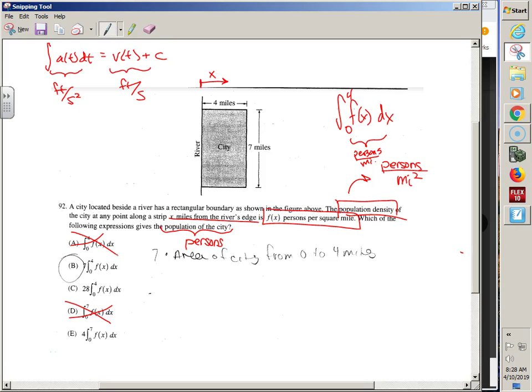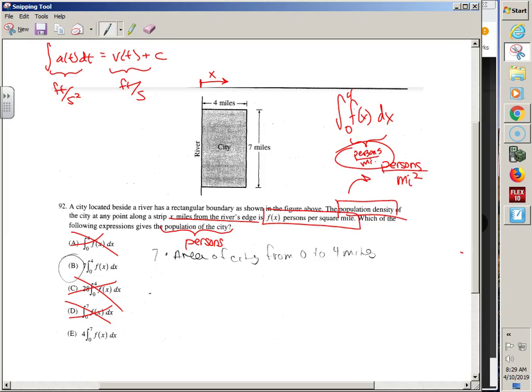Could I multiply by 4 miles and get to persons? Yes, but would it be right? Could I multiply by 28? Wait, 28, how'd they get that number? Miles squared. Do I want to multiply this by miles squared to get persons? No, okay, that doesn't make sense. I don't want miles squared. And this one's multiplying by miles. Just dimensional analysis, I've narrowed it down to these two.